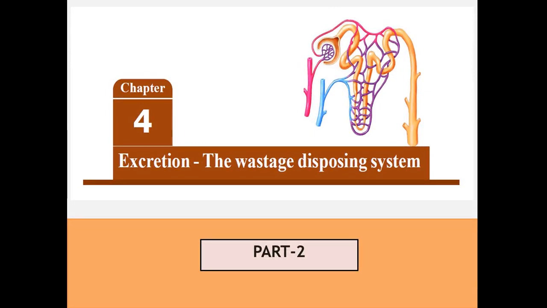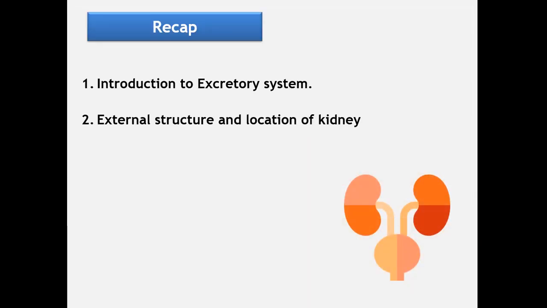Welcome to the second session of lesson 4, that is excretion, the wastage disposing system. In our previous class, we have studied about why the excretory system is needed by organisms, and the external structure and location of the kidney. In this session, we will continue with the excretory system in humans and the internal structure of the kidney.